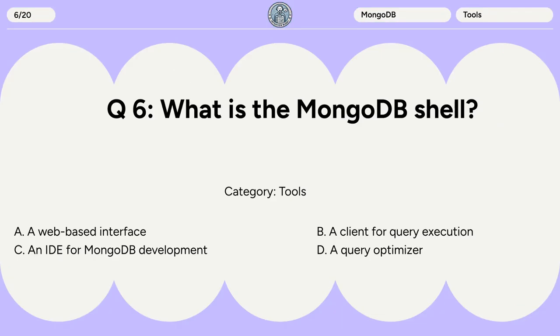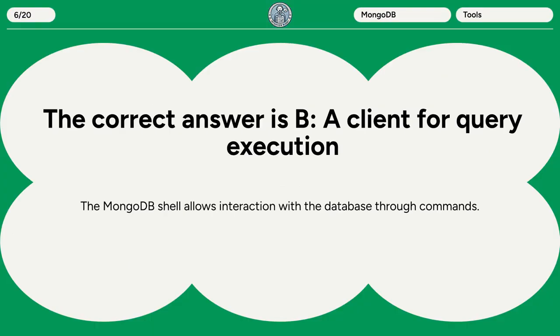Question 6. What is the MongoDB shell? A. A web-based interface. B. A client for query execution. C. An IDE for MongoDB development. D. A query optimizer. The correct answer is B. A client for query execution. The MongoDB shell allows interaction with the database through commands.